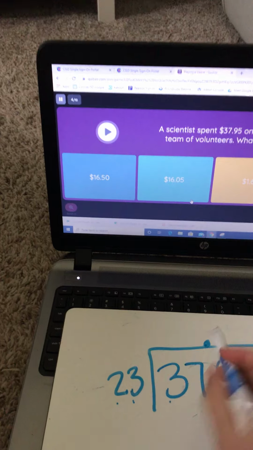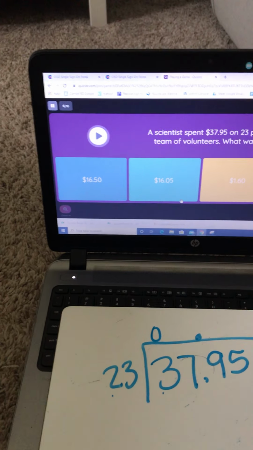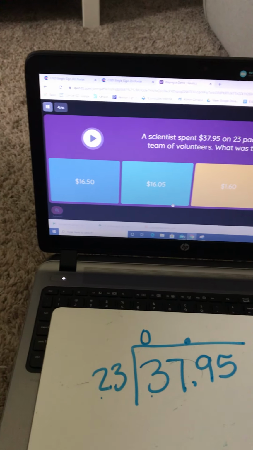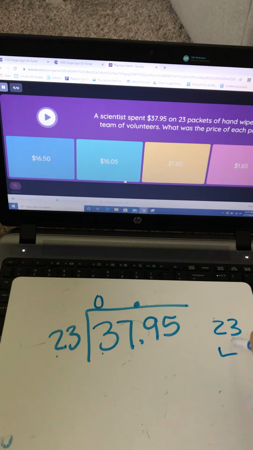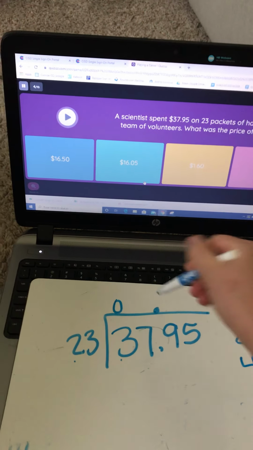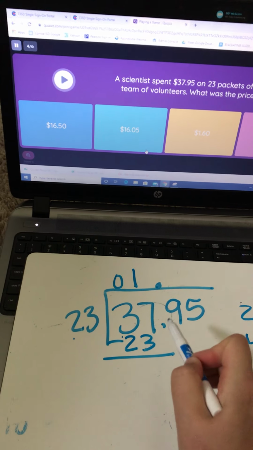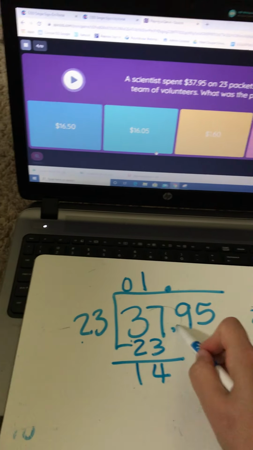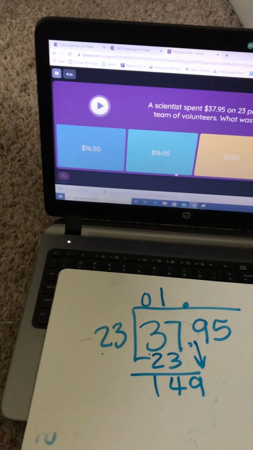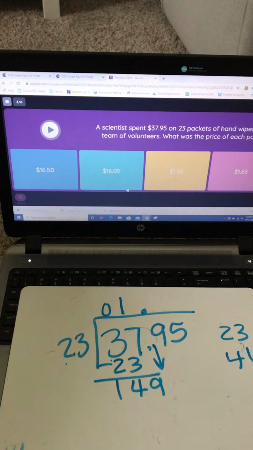How many groups of 23 go into 3? 0. How many groups can I get close to 37? Well, one group of 23 is 23. 2 groups is 46. 46 would be too big, so I'd start with 1 group. Subtract 23. 7 minus 3 is 4. 3 minus 2 is 1. Bring down my 9. How many groups of 23 get me close to 149?